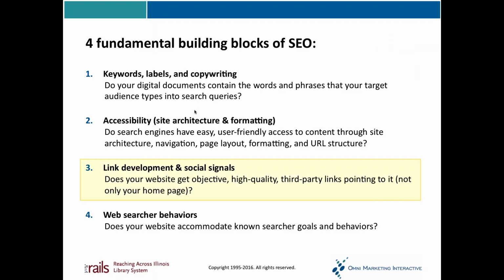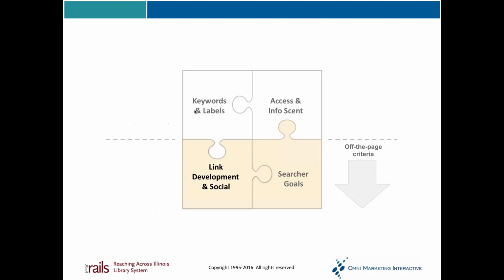Again, we're talking about link development and social signals, and we consider this off-the-page criteria because nobody has control over how other websites link to your website. We can make suggestions when we do link outreach. We can have really well-architected library websites, and if we have our labels in the right places, it is more likely that people will link to your website and web pages in the way you want them to.